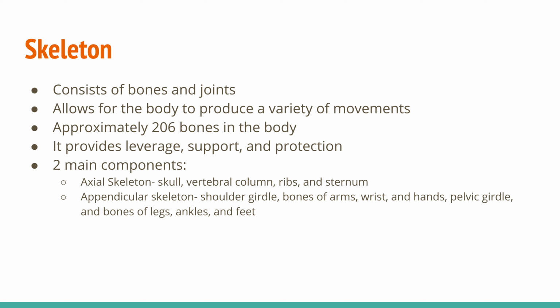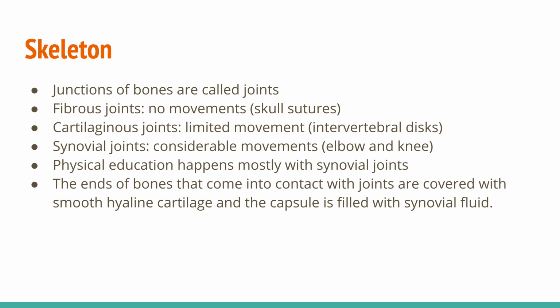Then we have the appendicular skeleton, which is made of the shoulder girdle. So think of like the collarbones and the scapula, those types of areas. That's going to be the shoulder girdle. The bones of the arms, things like the humerus, the wrists, all the way down to all those little tiny bones in our hands. Then we have the pelvic girdle, right, where we locate as our hips on our body. And then below that, we have the bones of the legs, things like the femur. And then all the way down to the ankles and the many bones in the feet. Similar to the hands, the feet also have lots of different bones in them.